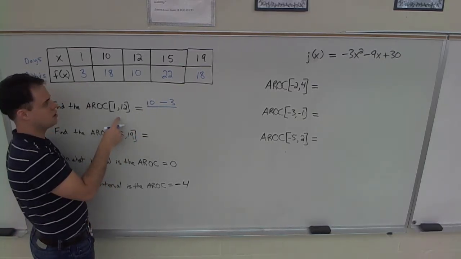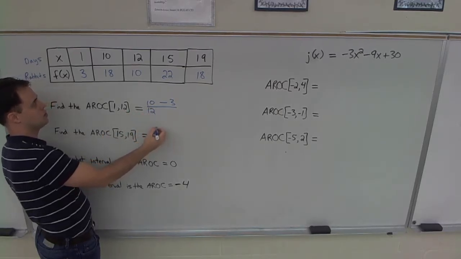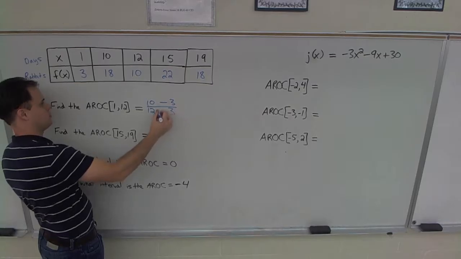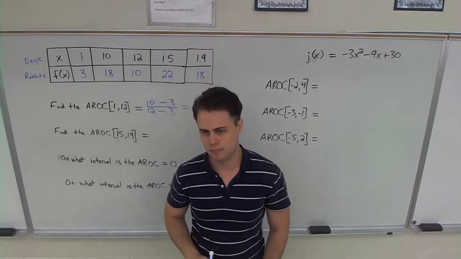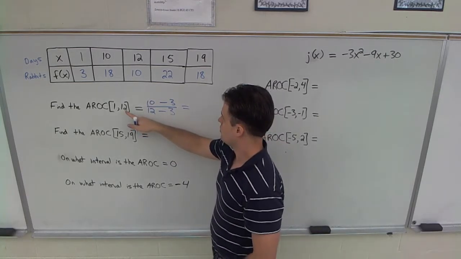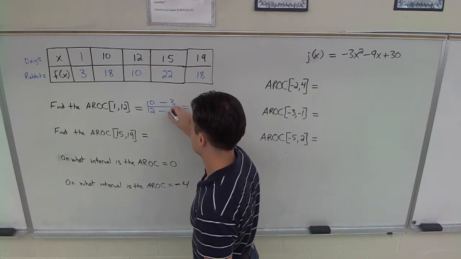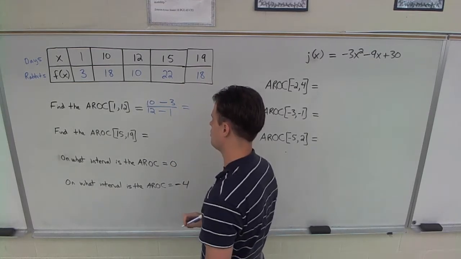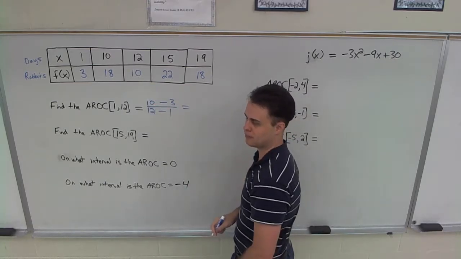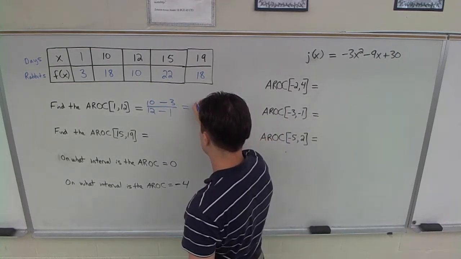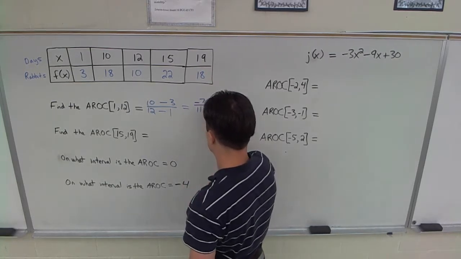So I went 10, 10 came from which x? 12, and 1 came from which x? 1. If you did it the other way, you have to make sure you do it the other way on the bottom. Because 3 is the y, yeah, we should have x's on the bottom. There we go. Okay. 1 produced 3, 12 produced 10. Okay, so then you just simplify. So what do we have on top? 7 over 11. So there you go.